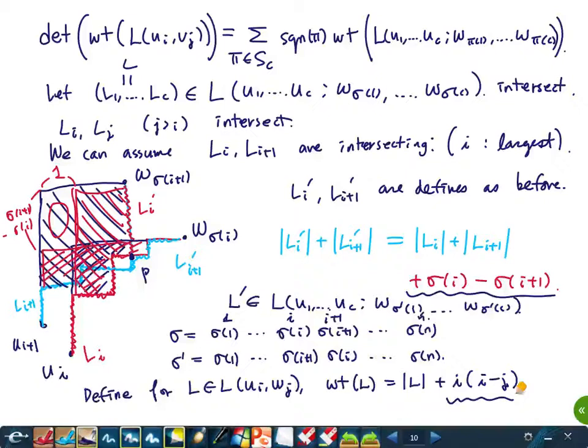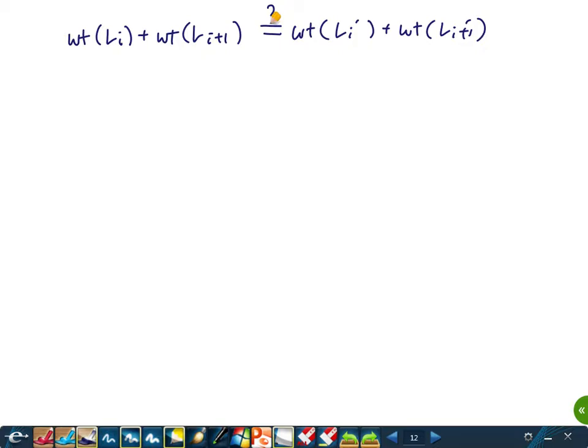Okay. Because then this, what is this? What is the difference of these two? So here, okay, it gets a little, so, if you consider the weight, okay, I think I need more space. So let's compare these two weights: weight of L i prime, okay, weight of L i plus 1. Let's see if this is true. L i prime, weight of L i plus 1 prime. We want this to be true. Because after switching the tails, we want to have the same weight.